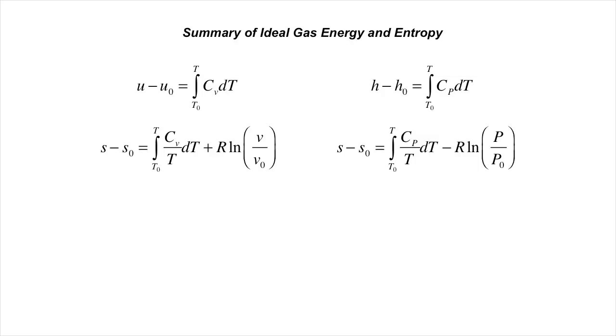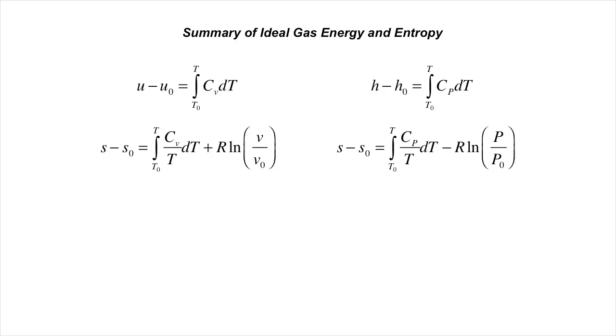Before jumping into the second law analysis, let's briefly review some of the relationships we derived previously for internal energy, enthalpy, and entropy of an ideal gas. Recall that the internal energy of an ideal gas is independent of pressure and given by the integral of Cv dT from a reference temperature to the desired temperature. Likewise, the enthalpy is given by the integral of Cp dT.